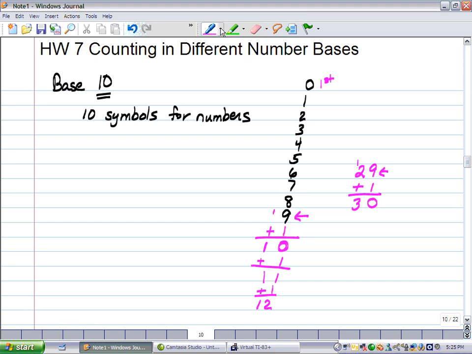So let's look at a different base. Suppose we only had 8 fingers. We would have base 8, which is also known as octal. By the way, base 10 is known as decimal. And that's why we call the little period a decimal, because it's based on tenths. Well, this is octal based on 8, as an octagon, which has 8 sides.